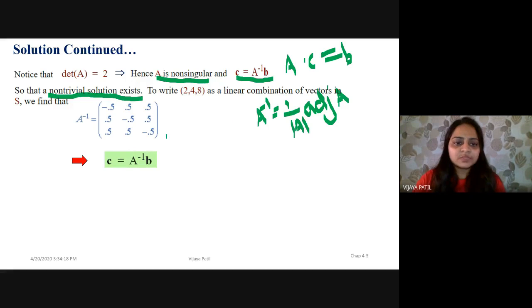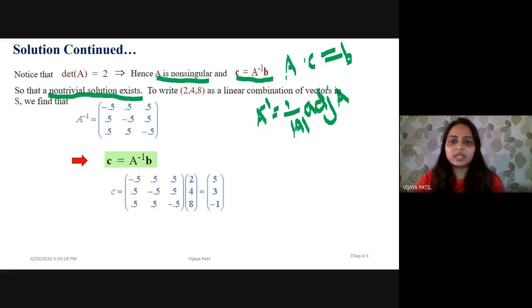Then what will happen? I'm just taking this value and putting it over here. After putting the value here, C is equal to A inverse, from the previous step, times X, Y, Z, which we replace with 2, 4, and 8. And we get 5, 3, and minus 1 as the resultant vector. That is C. The value of C is this.